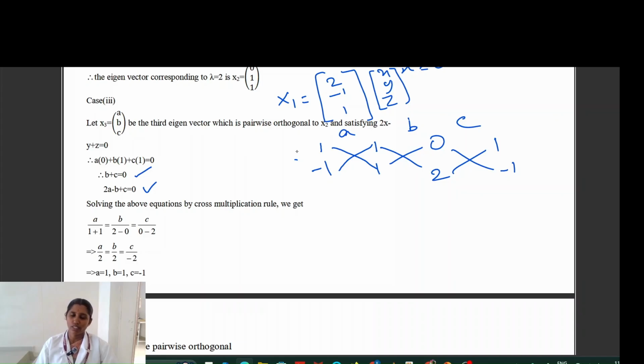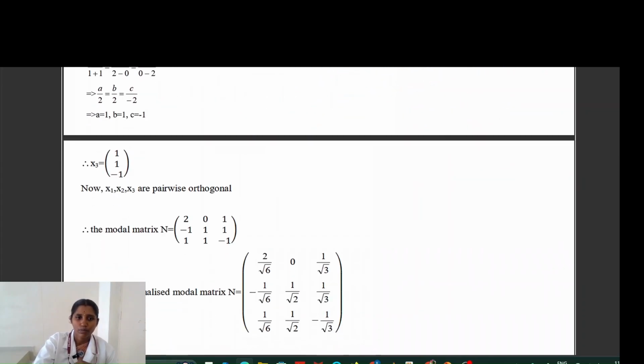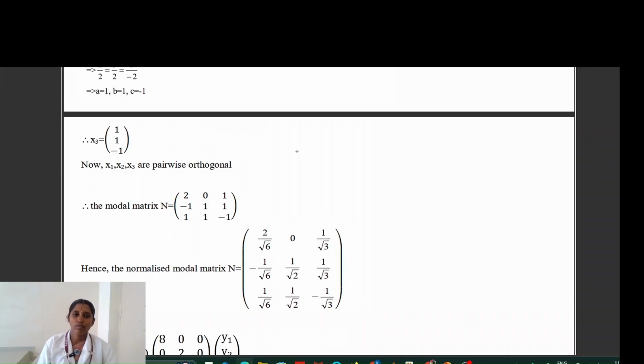We form the three eigenvectors. We find the three eigenvectors x1, x2, x3. Next, we have to check whether these three eigenvectors are pairwise orthogonal or not. To check it, orthogonal means that if x1 multiplied by another eigenvector x2 transpose equals 0, then it is pairwise orthogonal. First, what is x1? x1 is 2, minus 1, 1. x2 is 0, 1, 1. Transpose means the column vector changes to a row, so 0, 1, 1.